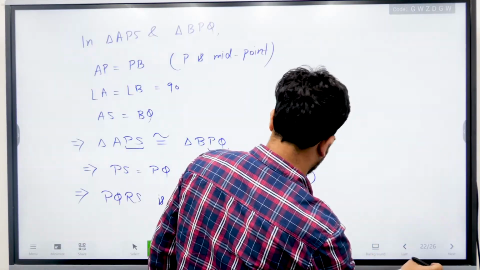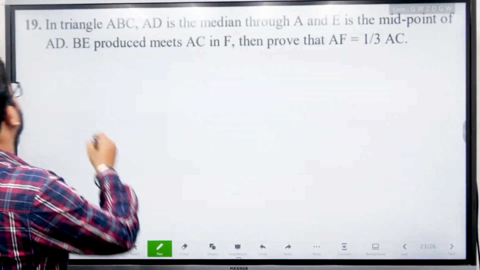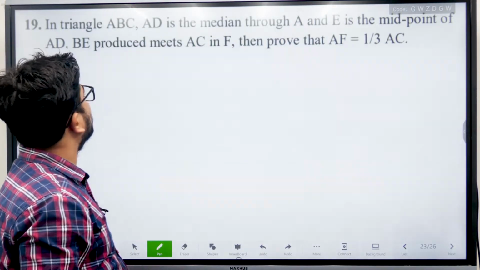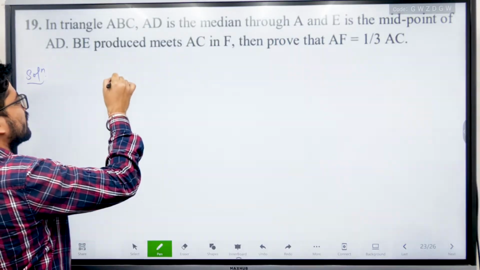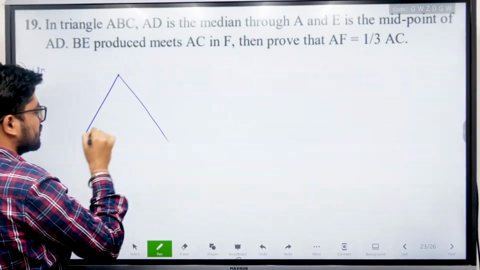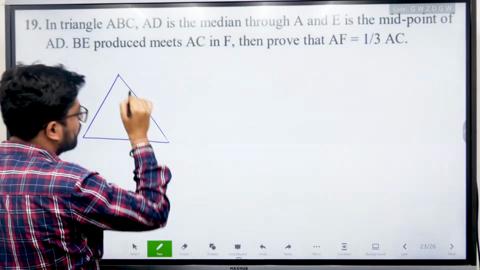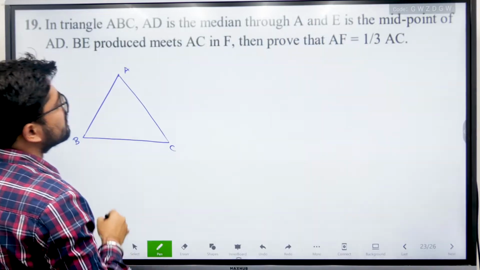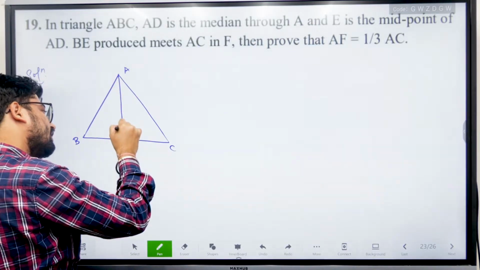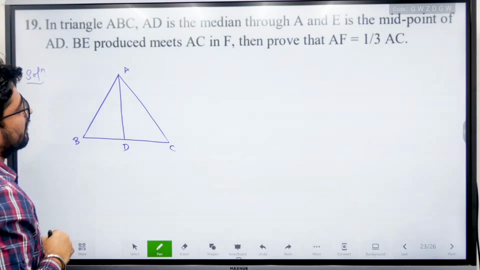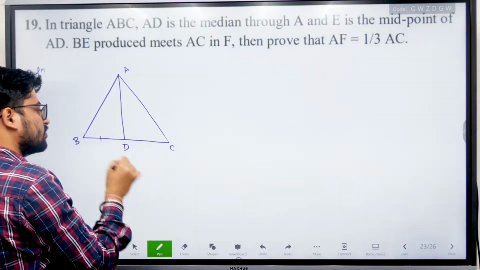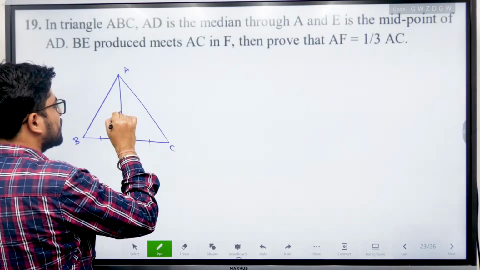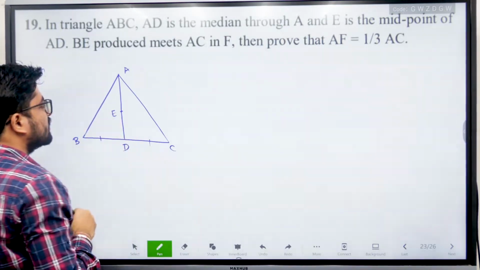Next question is this. The question says in a triangle ABC, let's draw a triangle ABC. This is A, this is B, this is C. AD is the median through A. Median means it divides the opposite side into two equal parts. E is the midpoint of AD.